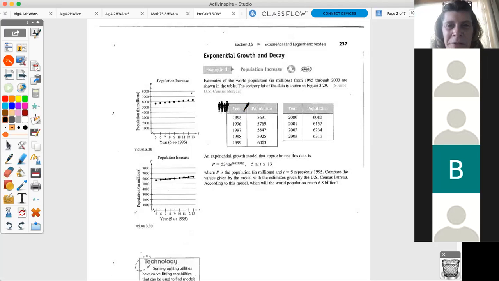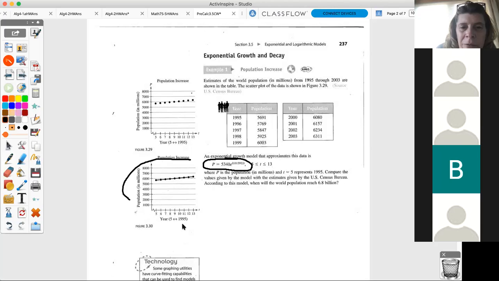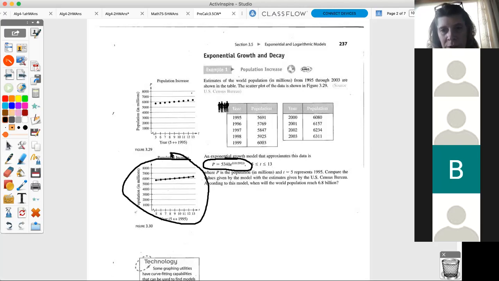Okay, so I would make list 1: 5, 6, 7, 8, 9, 10, 11, 12, 13, and list 2 would be 5,691, 5,769, etc. Then in your equation, you can just go ahead and put this whole thing into that equation, and this is what would have popped up. Of course, you would have had to change your window because our X values would be from 5 to 13, but our Y values would have been from like 5,500 to 6,500, somewhere around there. And then you would have gotten something similar to that.